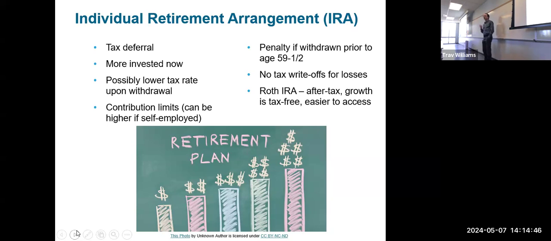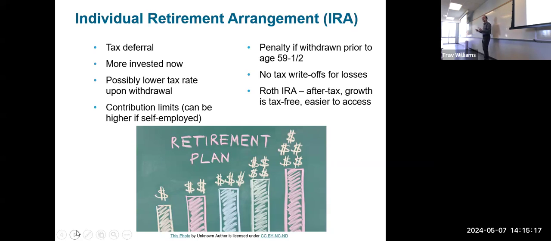So what an IRA is, it's a tax treatment of your investment. So that if you're putting money aside for retirement, you get certain benefits. First of all, you get tax deferral. That means any money that you've earned that you put into an IRA, up to a certain limit per year, you don't have to pay taxes on it in that year.